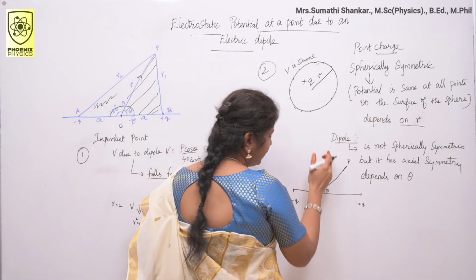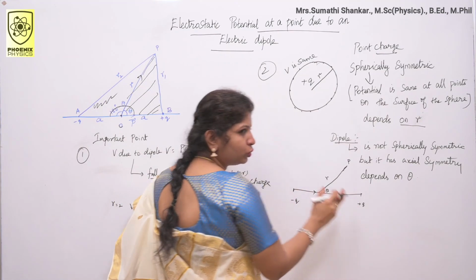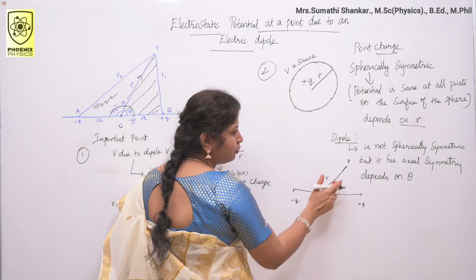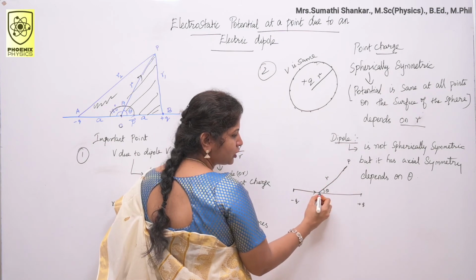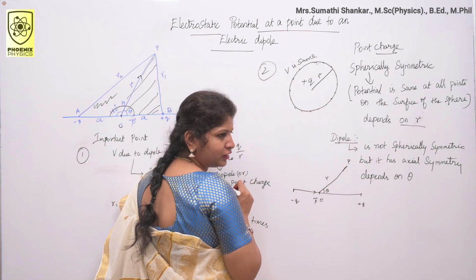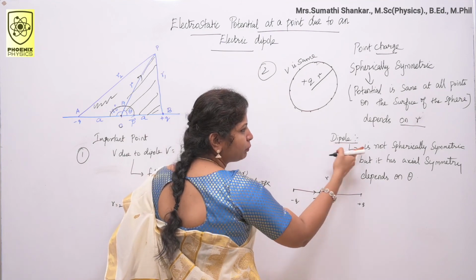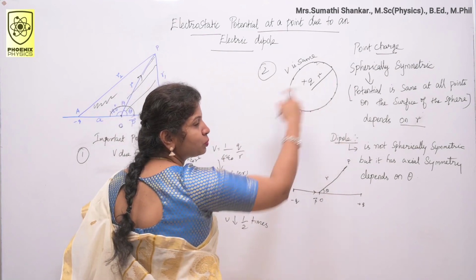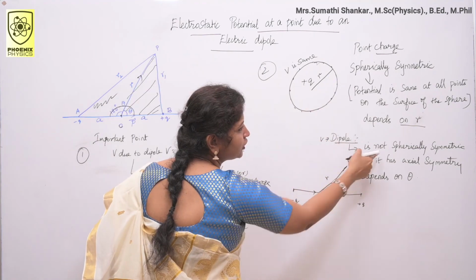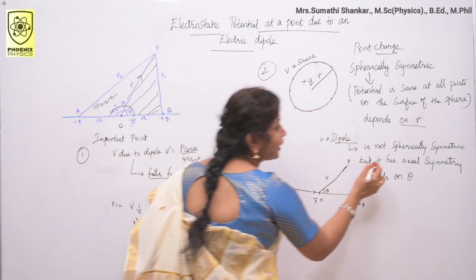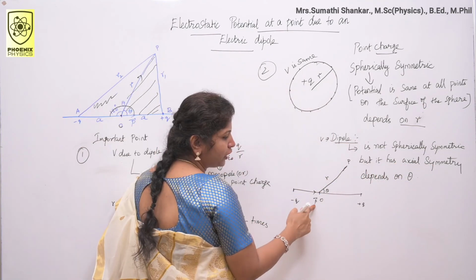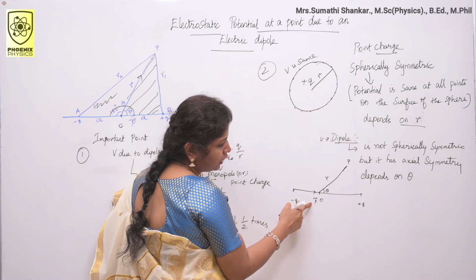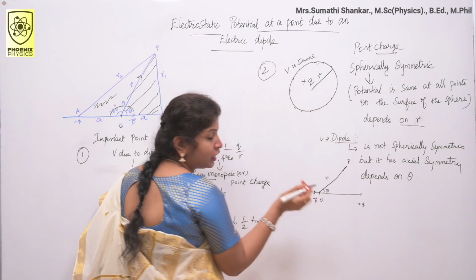For a dipole, here minus Q and plus Q, two equal and opposite charges constitute an electric dipole. Here P is the point at a distance R from the center of the dipole. It makes an angle theta here. For a dipole, the potential is not spherically symmetric. If it is a single point charge, it is spherically symmetric. For a dipole, it is not spherically symmetric, but it has axial symmetry. I have the dipole moment vector. You know the direction, it starts from minus Q to plus Q. So I mark the direction like this.